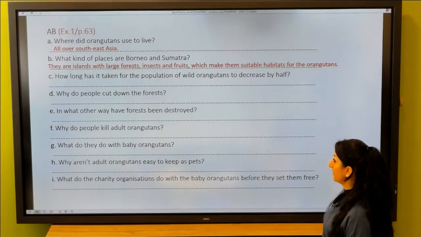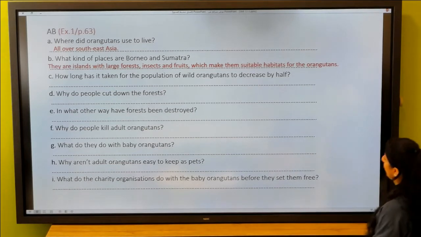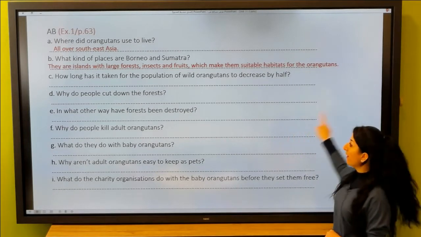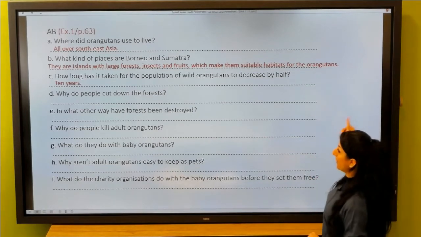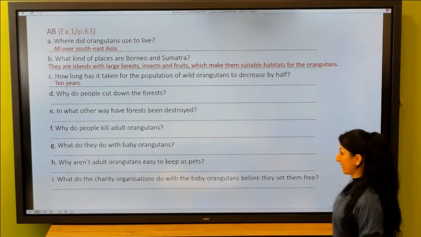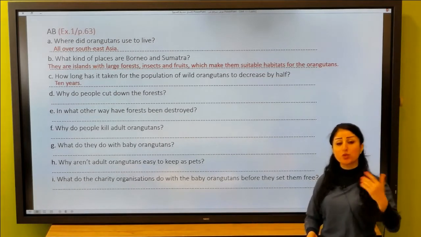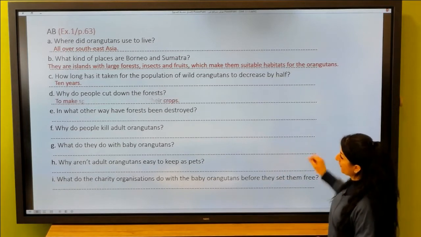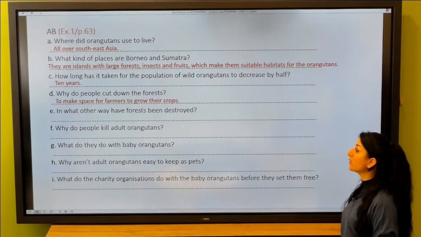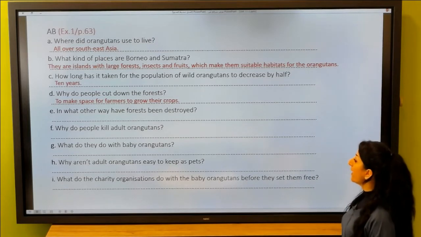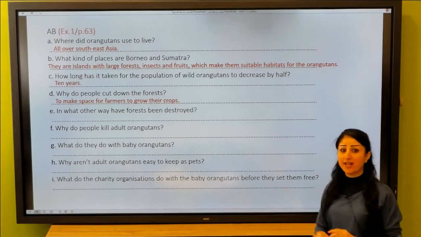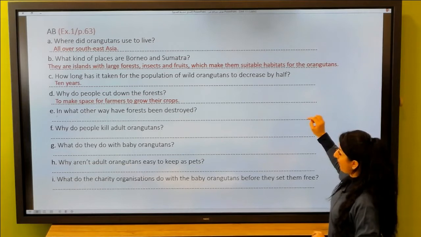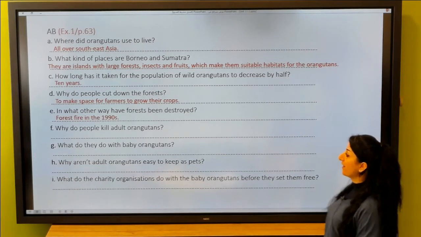Letter C. How long has it taken for the population of wild orangutans to decrease by half? In the text, we saw the time is 10 years. Okay. Why do people cut down the forests? To make new land for farmers to grow their crops. To make space for farmers to grow their crops. In what other way have forests been destroyed? We had a huge fire and this destroyed this area. Forest fire in the 1990s.